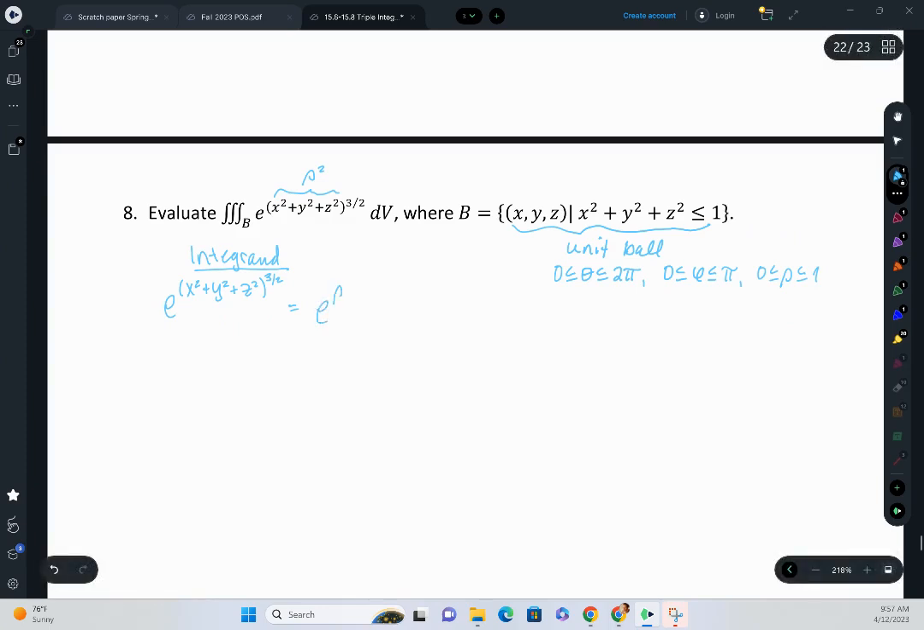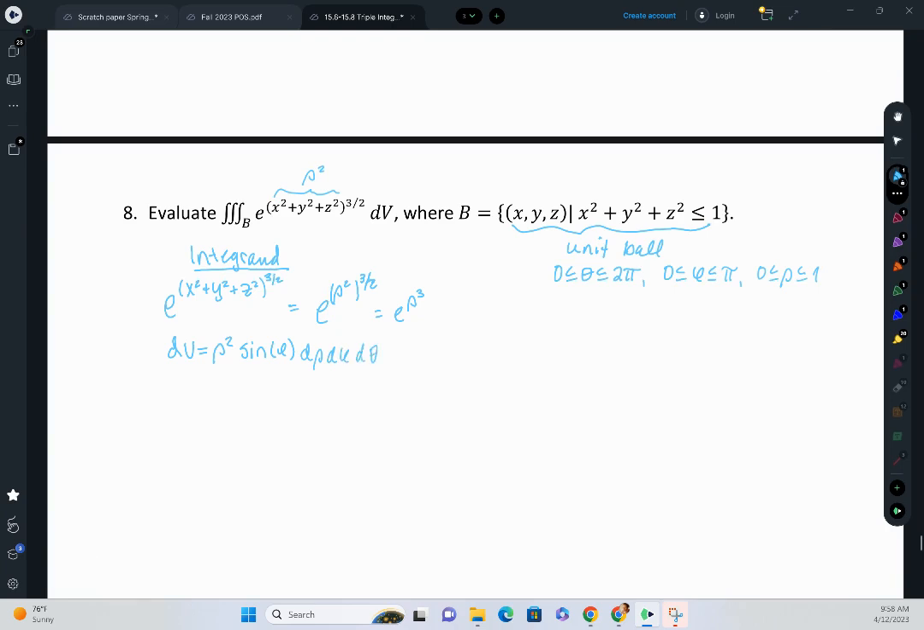That makes this a lot easier. So this is e raised to the rho squared, all of that raised to the 3/2 power. The square raised to the 3/2 power, power to a power you multiply. So this is going to be e raised to the rho cubed. And that's not so bad. Okay, and then we need to remember that dv is rho squared sine of phi, and then we can do d rho, d phi, d theta.